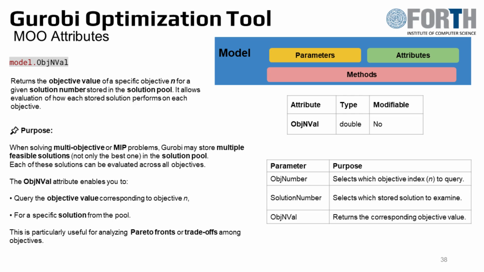This allows you to build a comparison across solutions. For example, you can fix objective 0, which is cost, and loop over all stored solutions to see which ones are cost optimal. Then you can switch to objective 1, which is time, and evaluate how those same solutions perform with respect to delivery time. The important insight is that obj_val does not modify the model. It is a read-only attribute, since its purpose is analysis.